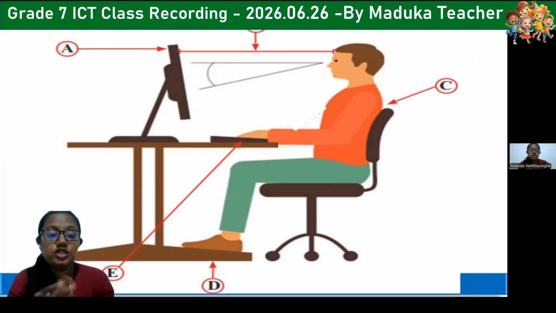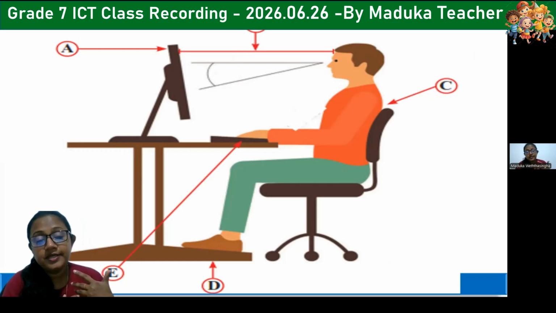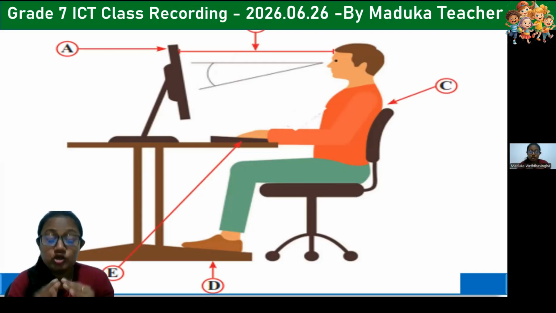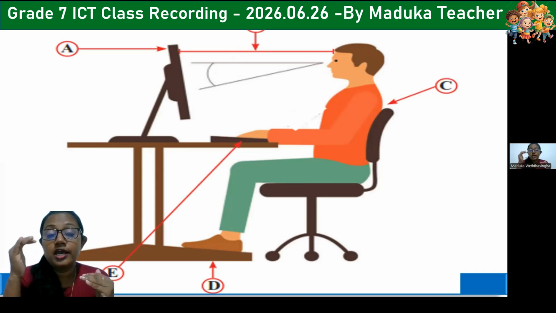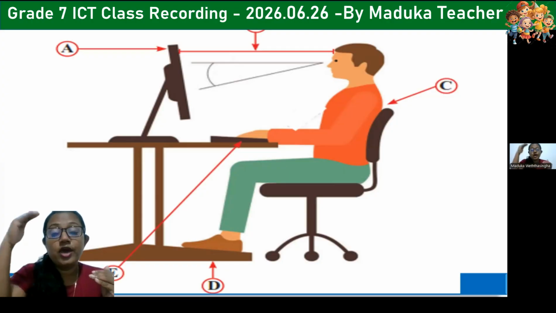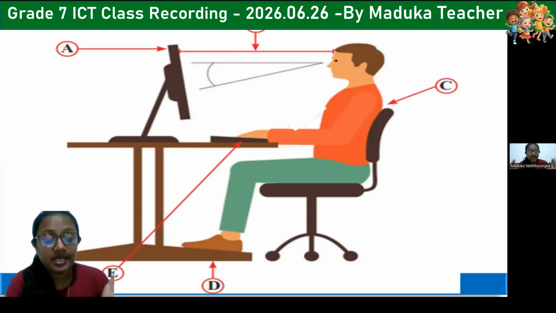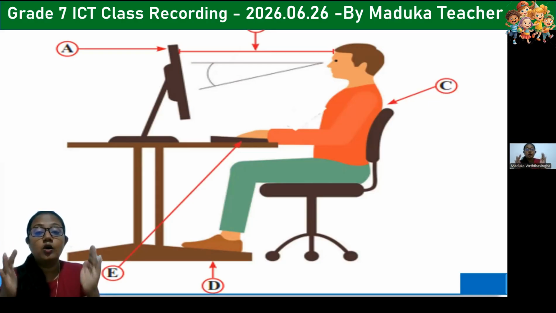Use your tute and tell me what is in label A. It means how we keep our monitor. Always keep the computer screen at the level of your eyes or a little below. Yes, very good. Always keep your monitor, your display, at the level of your eye or a little below, not up.